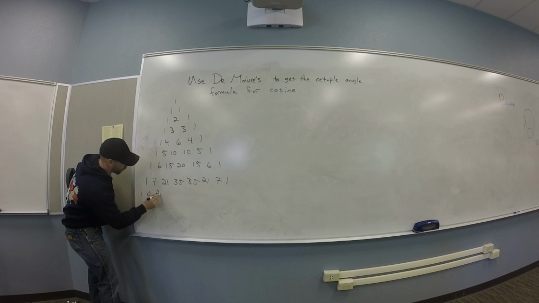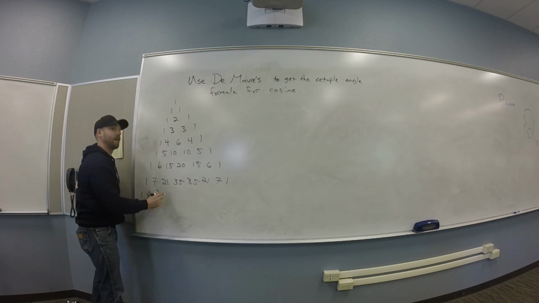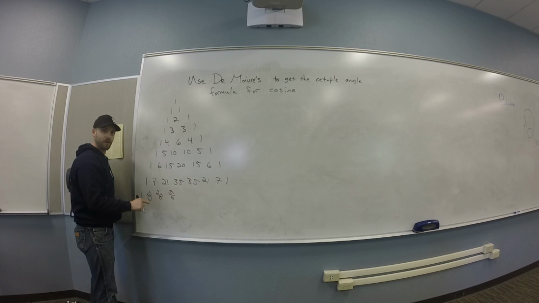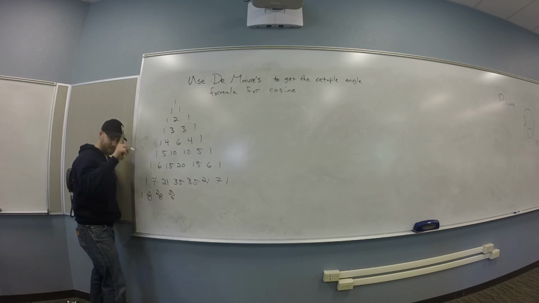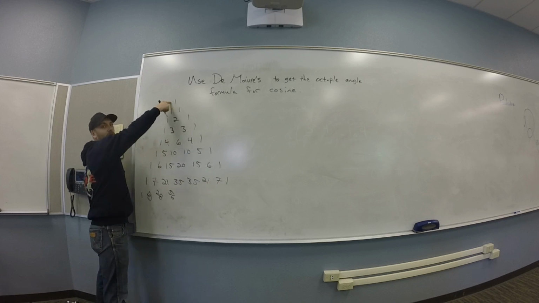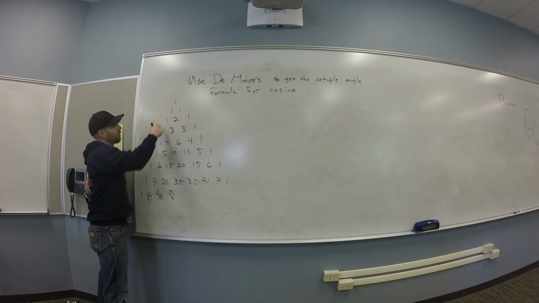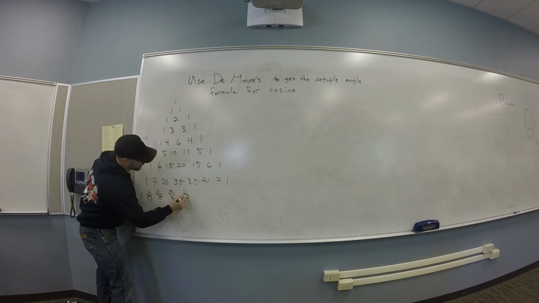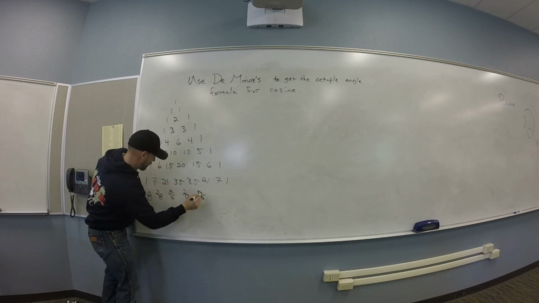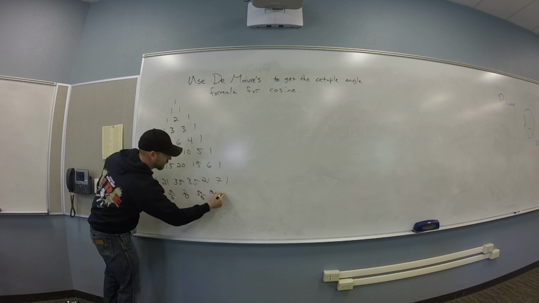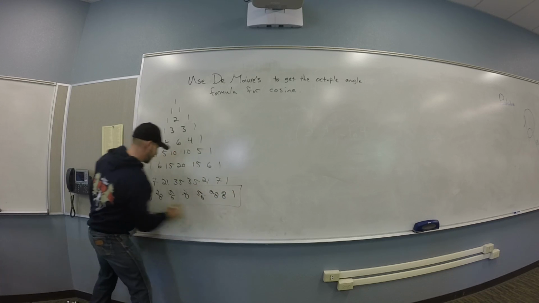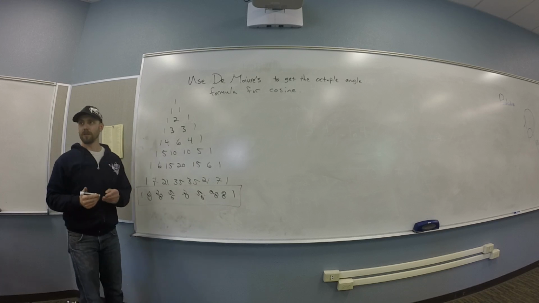1, 8, 28. Wait, don't you only need 8 rows? 56. Yeah, I need the 8th row. Oh, it starts at the second row then? Yeah, this is the 0 row. So the 0 row, the 1 row, the 2 row. So I need the 8 row. 70, 56, 28, 8, and 1. Okay, so I need that row. So don't let me lose that.